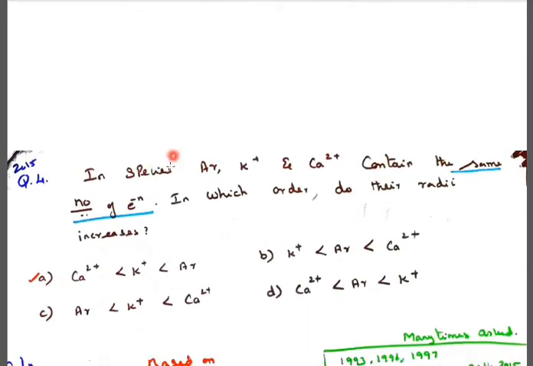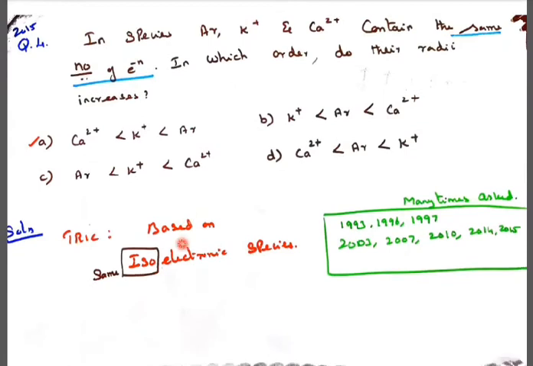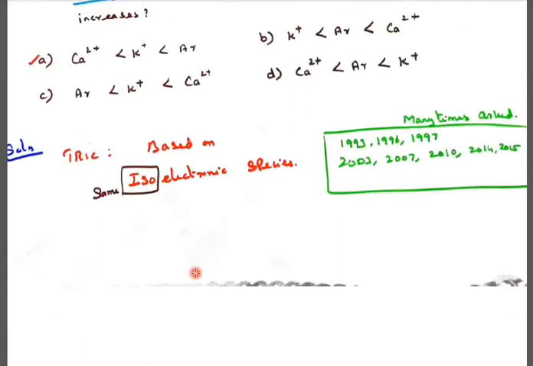A 2015 question: in the species Ar, K plus (potassium ion) and Ca2 plus (calcium ion), containing the same number of electrons, in which order do their radii increase? They have given this based on isoelectronic species. This question is asked many times: 1993, 1996, 1997, 2003, 2007, 2010, 2014, 2015. So many years they ask the same question.